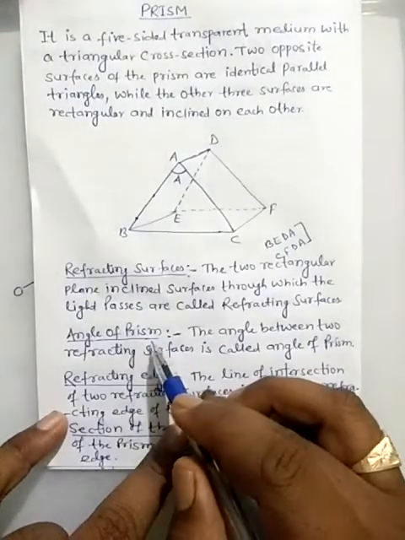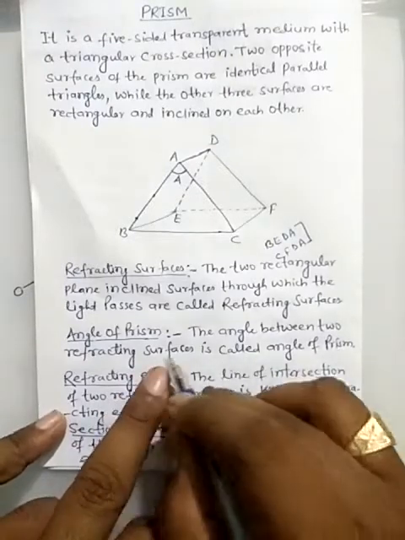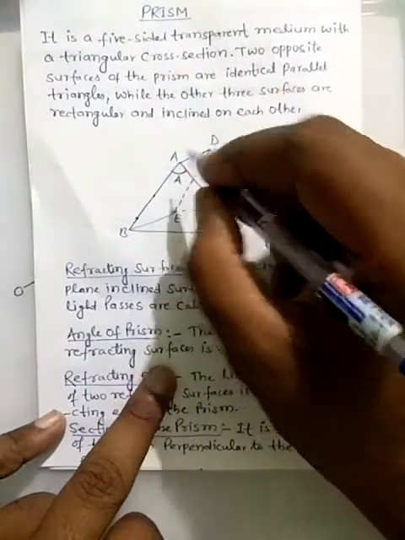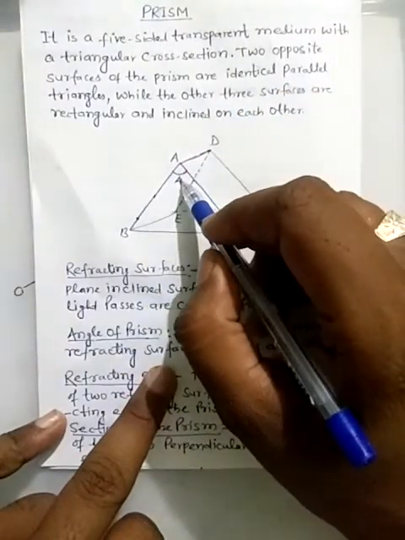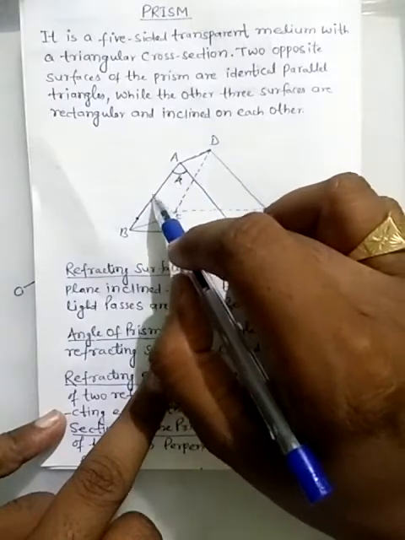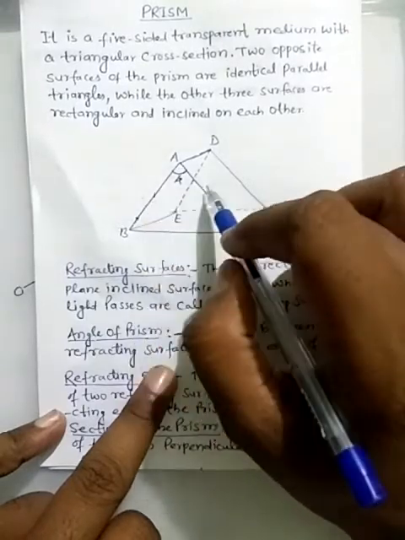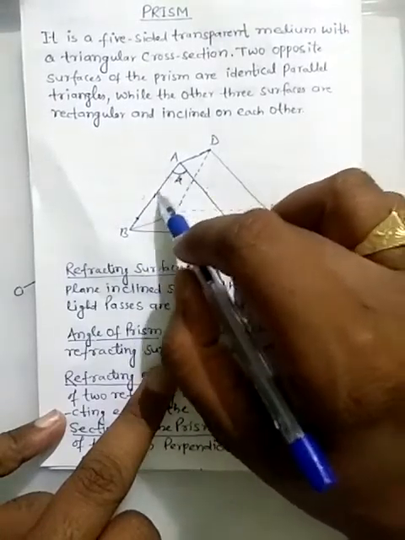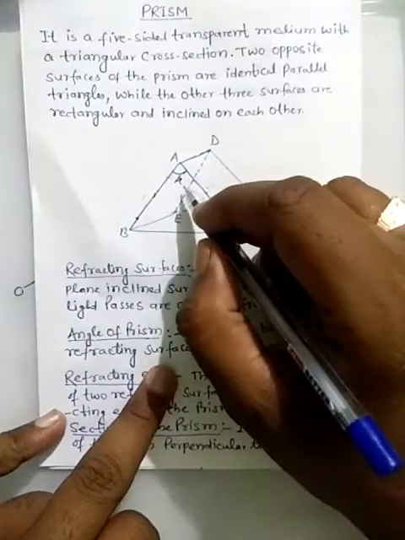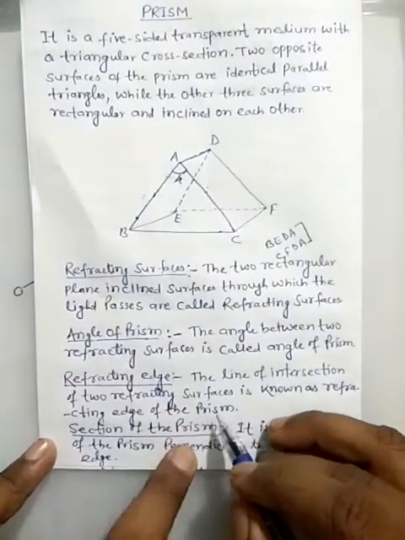Next term is angle of prism. The angle between the two refracting surfaces is called the angle of prism. Here the angle A is the inclination between these two surfaces. These two surfaces are refracting surfaces and this is the angle which separates them. Therefore the angle A is the angle of prism.